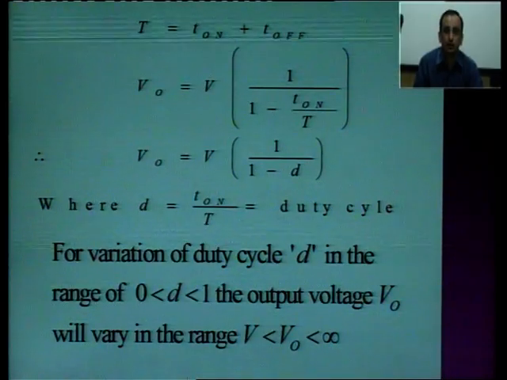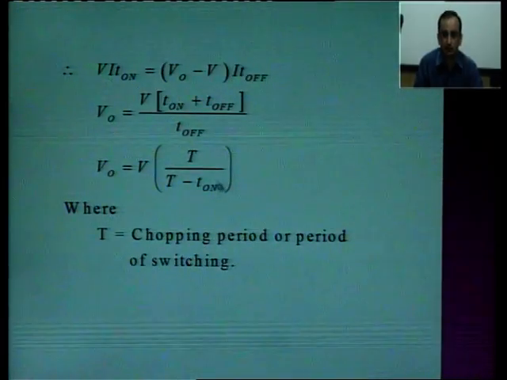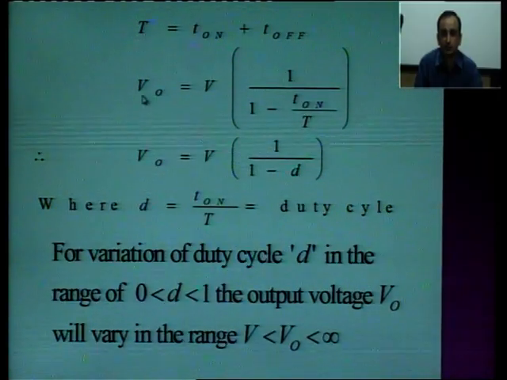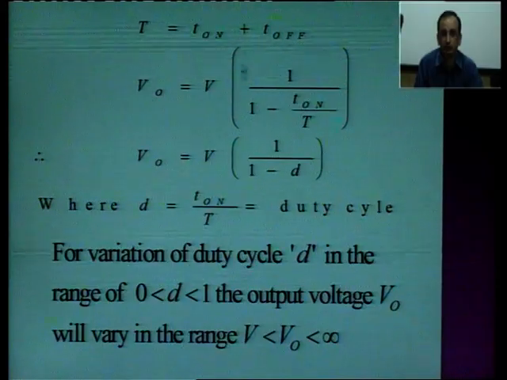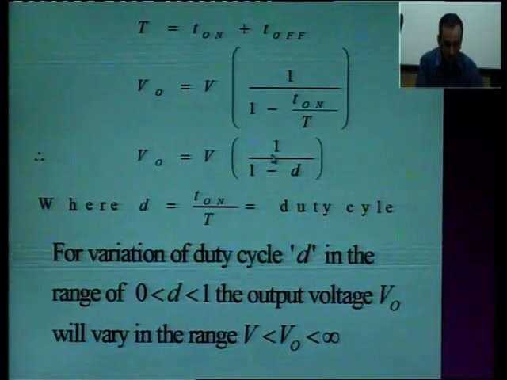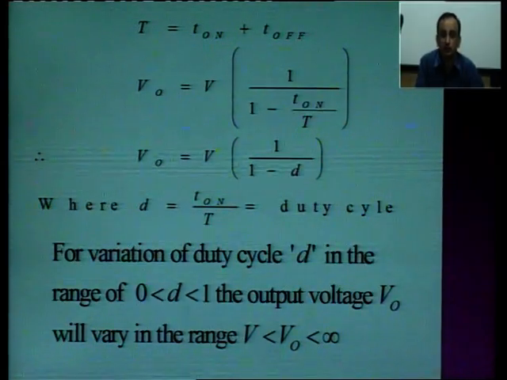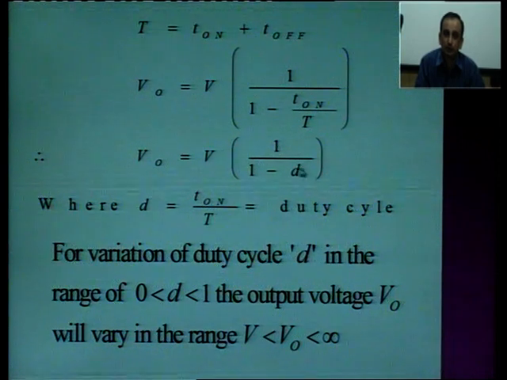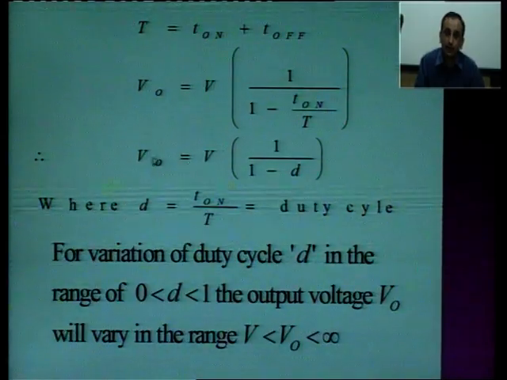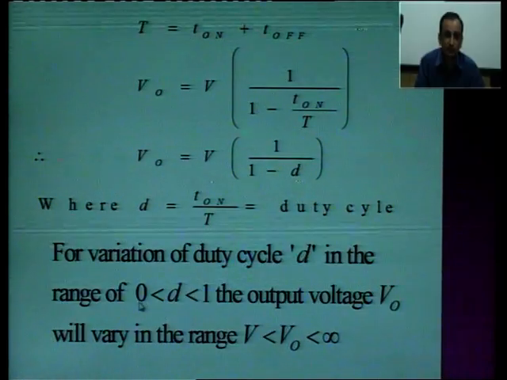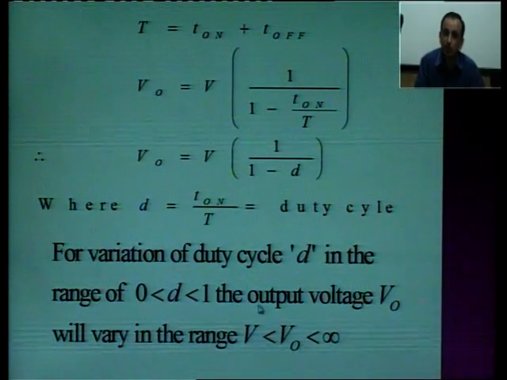Now, if we slightly vary this and divide by T, we get a relationship where the equation gets modified: V out is V by 1 minus D. So, it is in terms of the duty cycle, because generally whenever specifications of choppers are given, the duty cycle is given. If you know the duty cycle, we can simply find the output voltage. This duty cycle can vary from 0 to 1, and the output voltage will also vary.